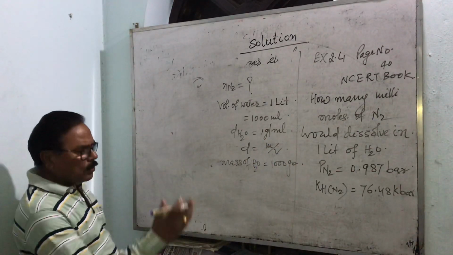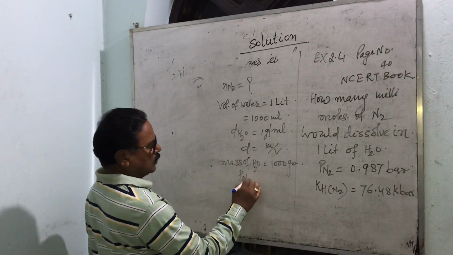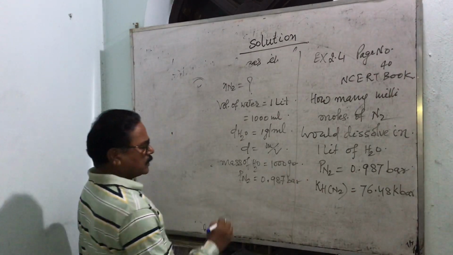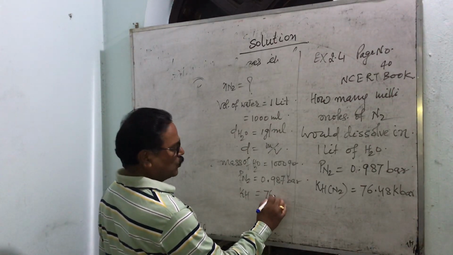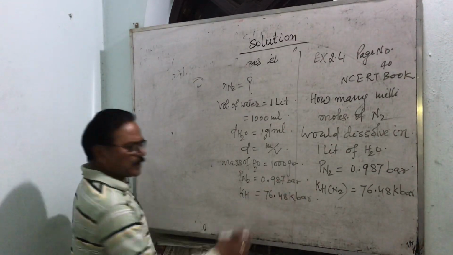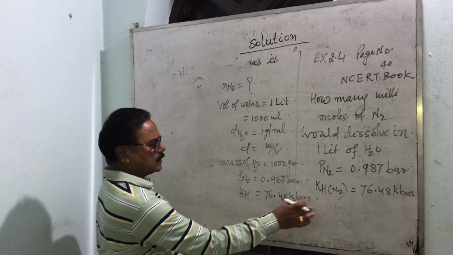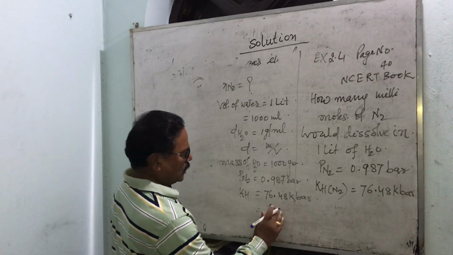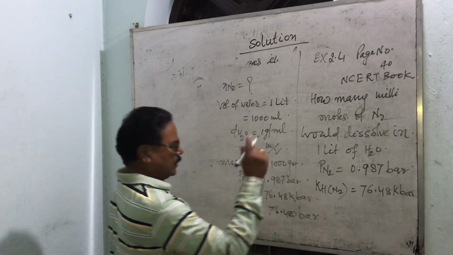Now we write the formula. These are the data. PN2 is given, 0.987 bar, and the Henry constant is also given: KH for N2 is 76.48 kilobar. When we solve this problem, one thing should be kept in mind: the units should be the same. This is in bar, this is in kilobar, so it will be converted into bar also. 76480 is the value in bar.